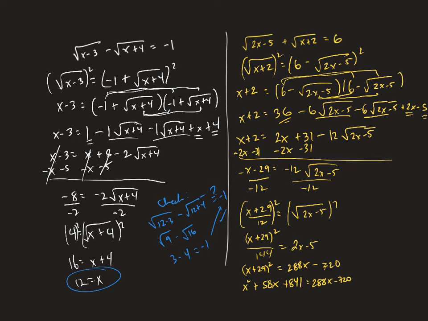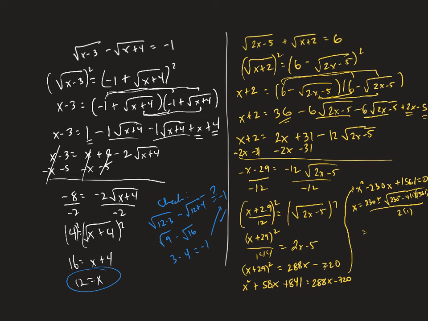Now this is a quadratic, and I know it's got some big numbers in it, but we're going to go ahead and solve it. So we're going to subtract 288x from both sides. And we're going to add 720 to both sides. This looks like it would be a pain to try to factor. So I'm actually going to do the quadratic formula here. So it's 230 plus or minus the square root of 230 squared minus 4 times 1 times 1561, all over 2 times 1.